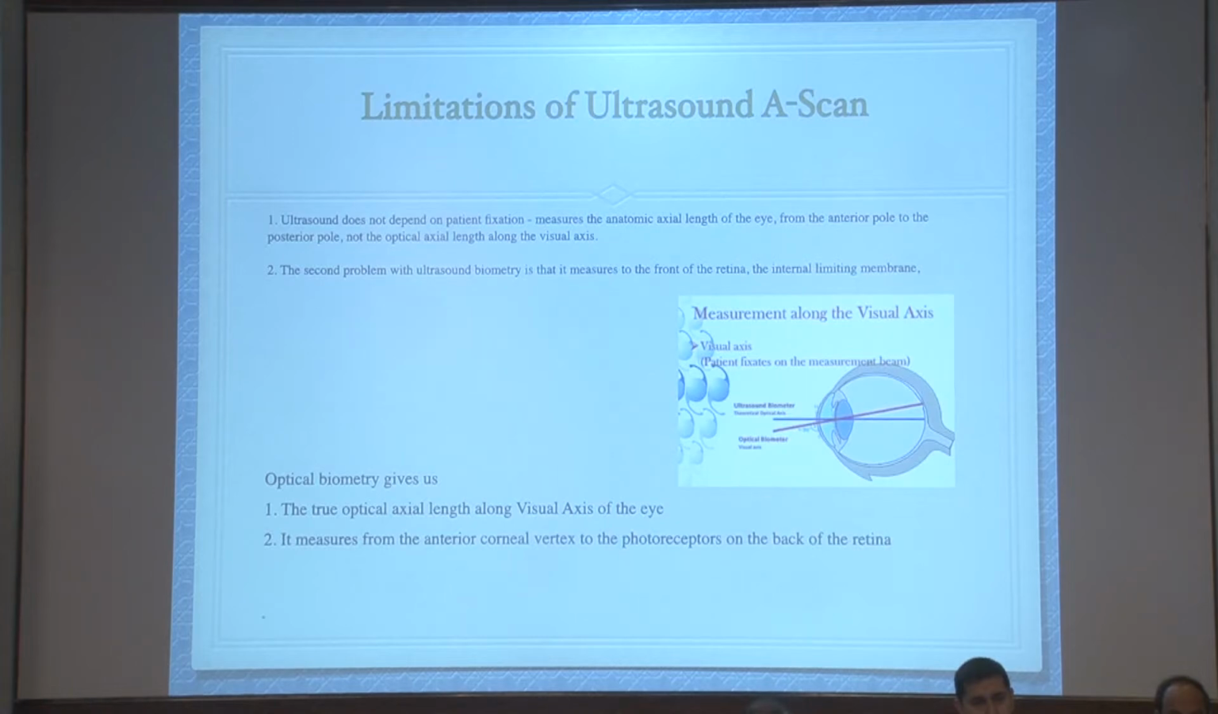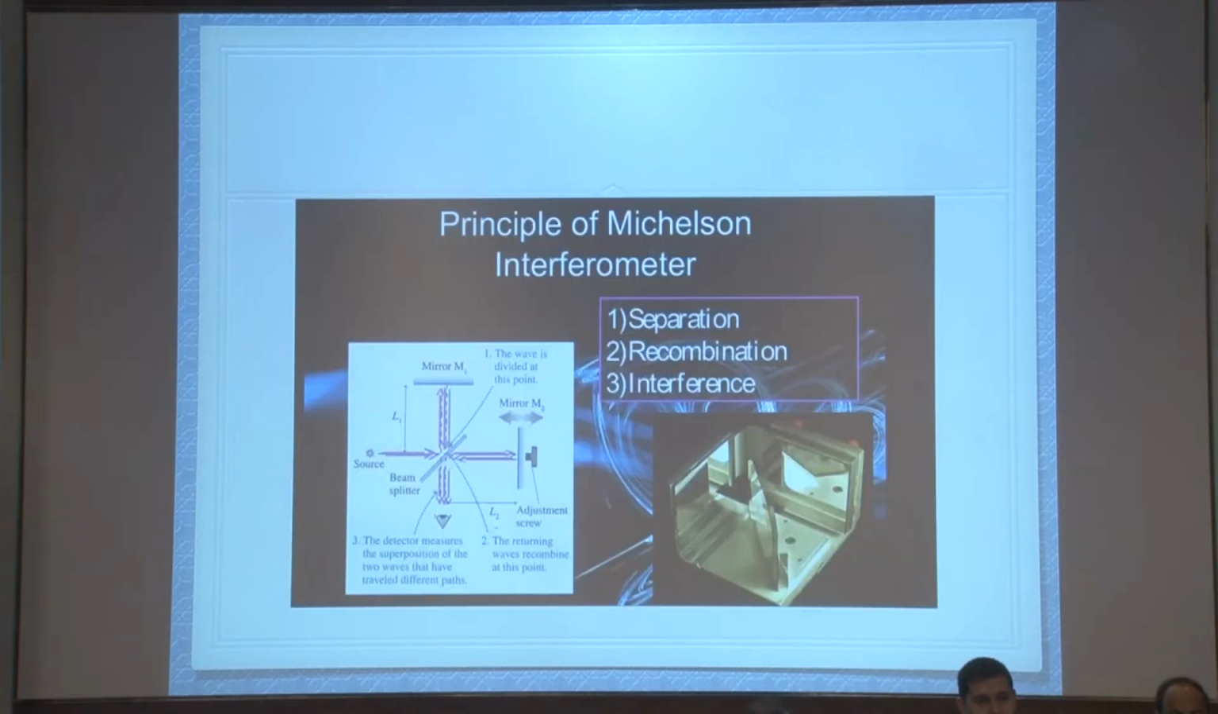Whereas optical biometry measures till the photoreceptors, which is the true axial length of the eye. And secondly, it always measures along the visual axis of the eye. So these are the two advantages that optical biometry gives. And of course, the resolution is far better than the ultrasound measurement. So all the biometers are basically based on the principle of laser interferometry by Michelson.